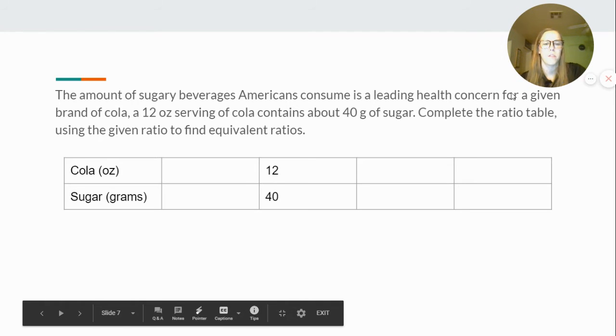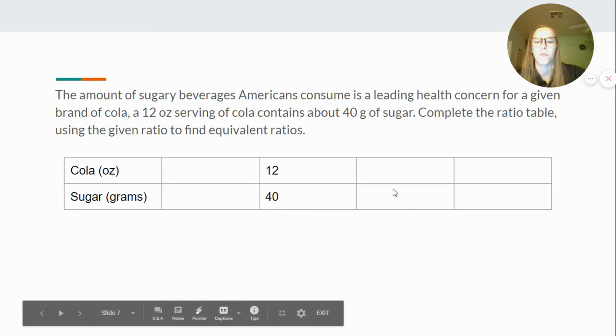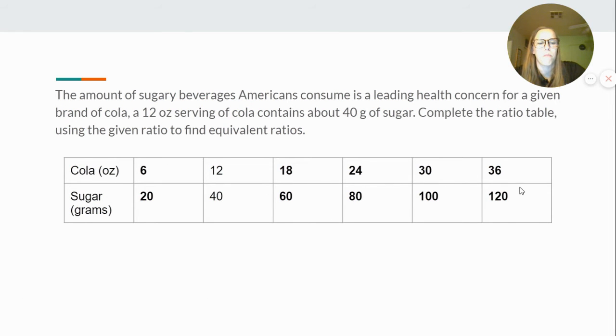All right, so we'll do another one together before you do one on your own. It says the amount of sugary beverages Americans consume is a leading health concern. For a given brand of cola, a 12-ounce serving of cola contains about 40 grams of sugar. Complete the ratio table using the given ratio to find equivalent ratios. So let's do that first. If we cut 12 in half, we would get 6 and 20, and then we work our way up. Also 18 and 60, 24 and 80, 30 and 100, and 36 and 120.